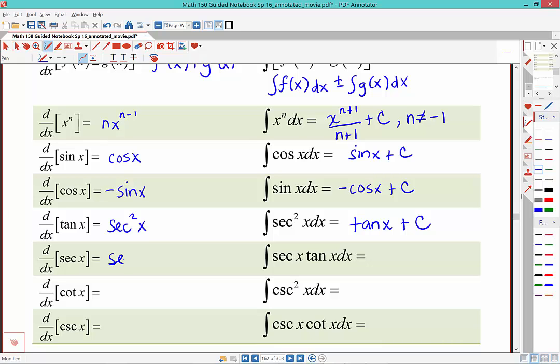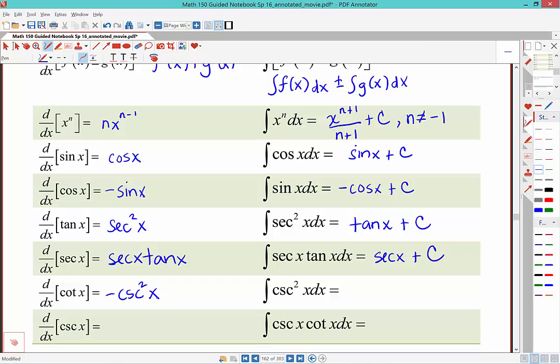Continuing, the derivative with respect to x of tangent x is secant x times tangent x. And anti-differentiating, we'll just get secant x plus our constant of integration. This guy will give us negative cosecant squared x.